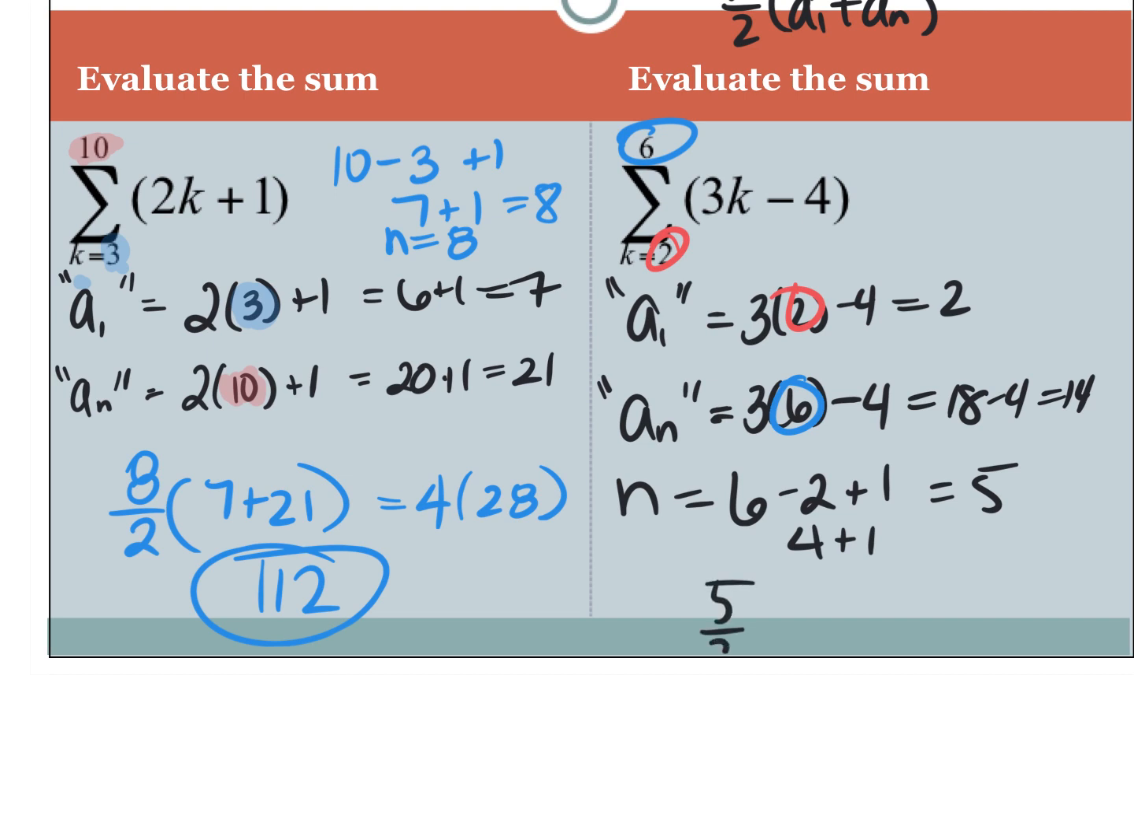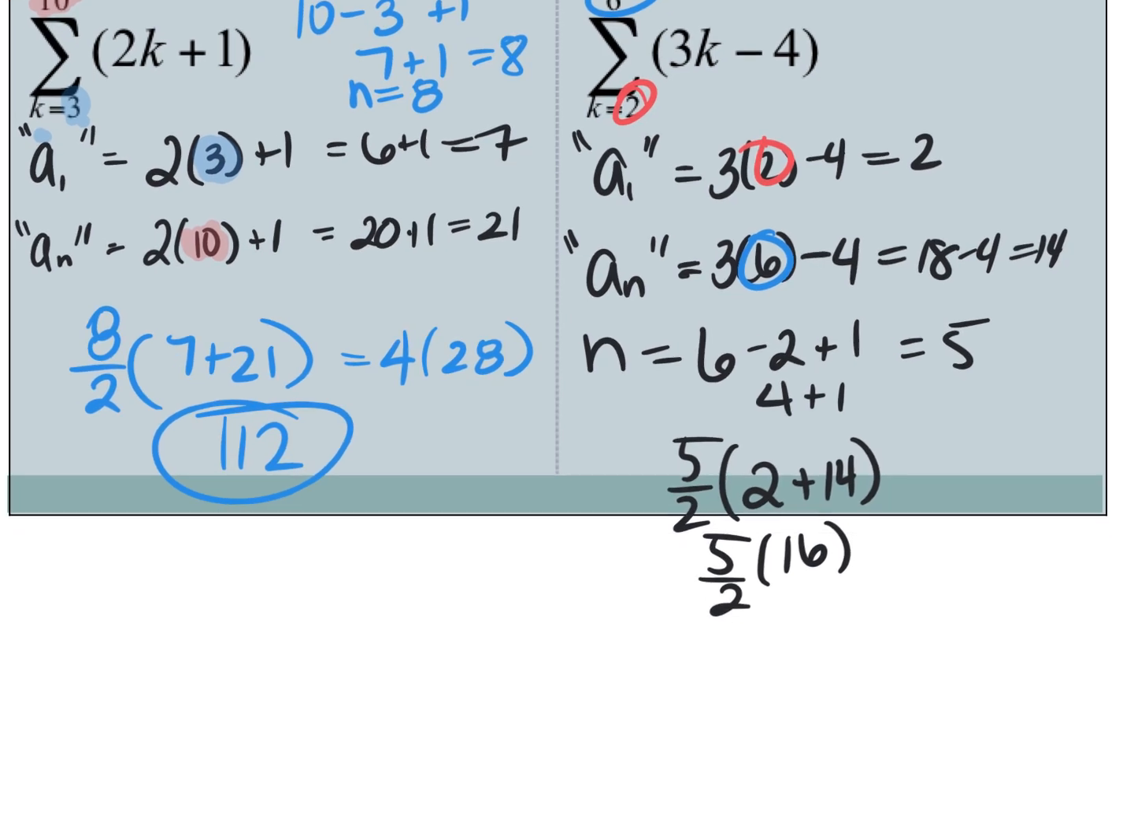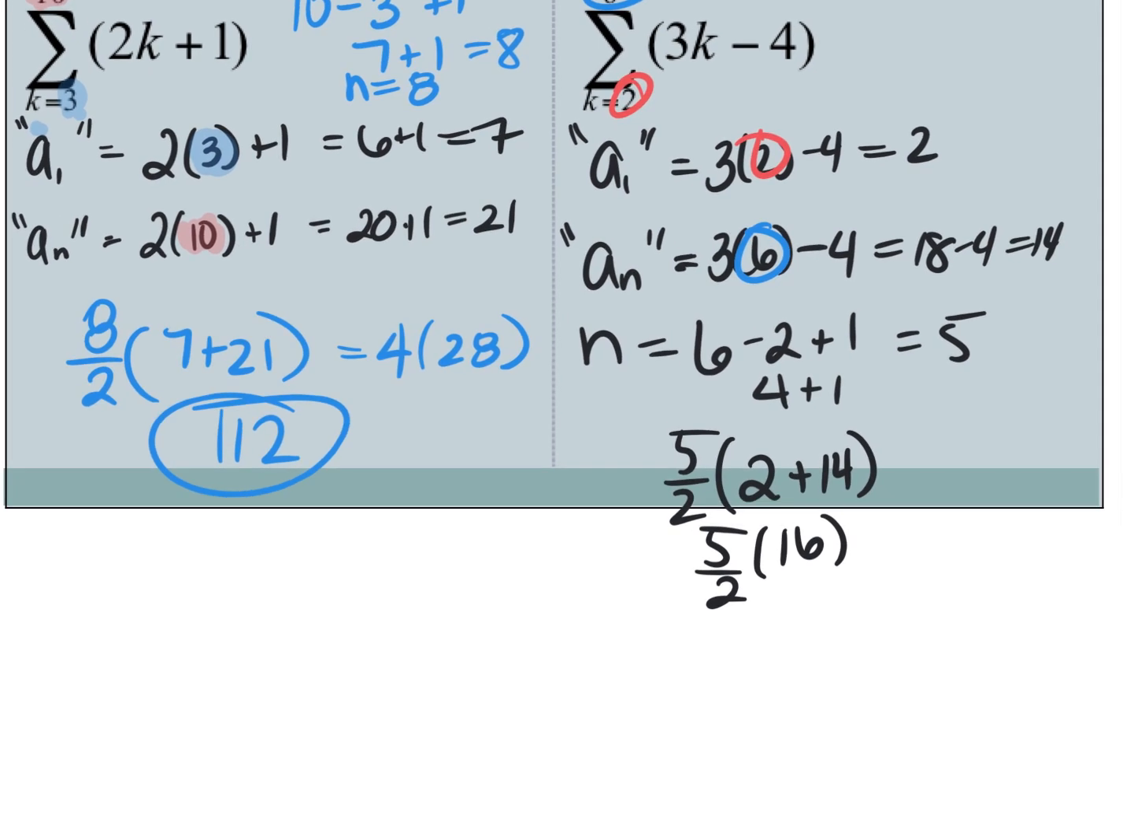Now 5 over 2 times a1 is 2 plus 14. So I get 5 over 2 times 16. Now, you can make 5 over 2 2.5, or we can use what we learned last chapter about multiplying and dividing fractions. 2 can go into 16 8 times, and then 5 times 8 is 40. That's how we would do it without a calculator.